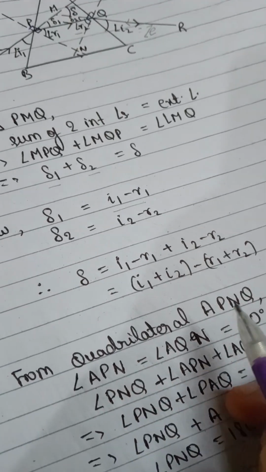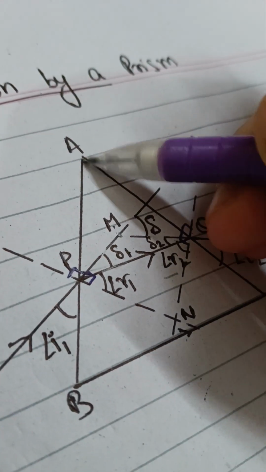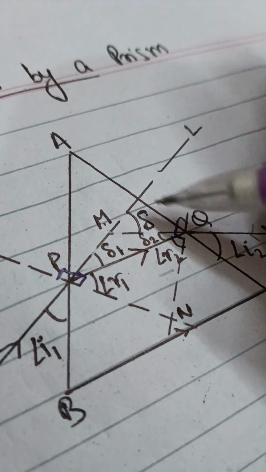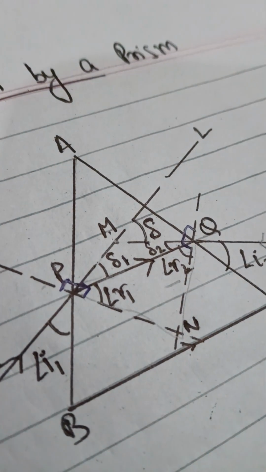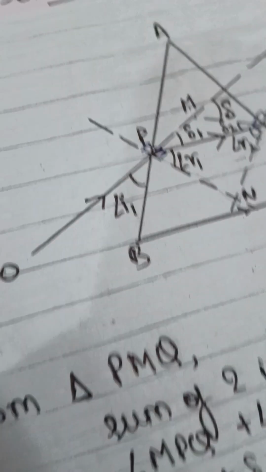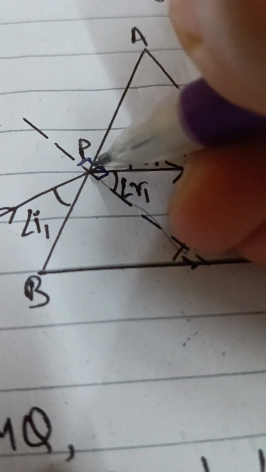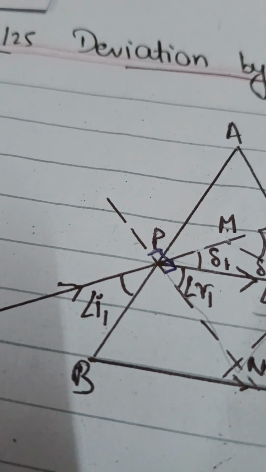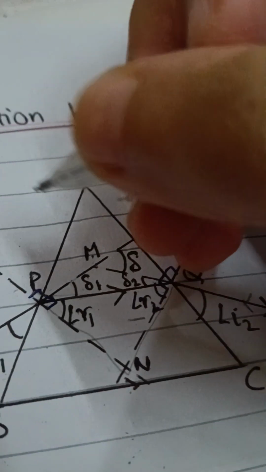Now we are taking the quadrilateral APNQ. That is the quadrilateral APNQ. This one, this whole quadrilateral. Now here we find that the normal is drawn perpendicular to the surface, right? So since this is 90 degree, even this angle will be 90 degree because it's a straight line.